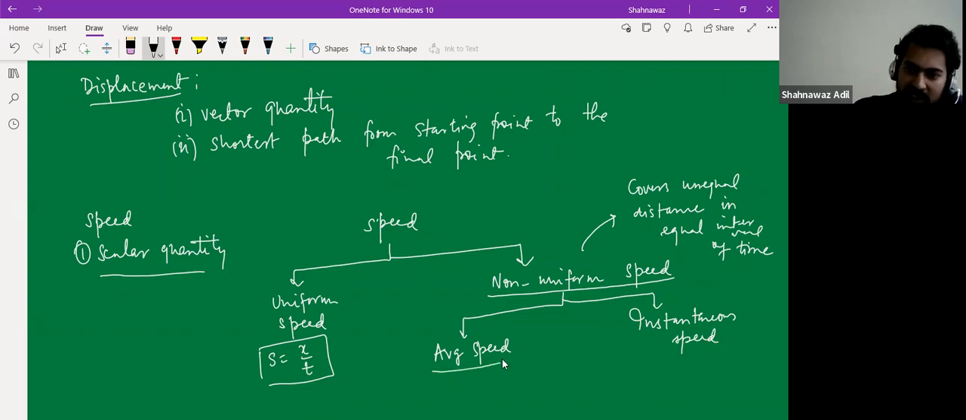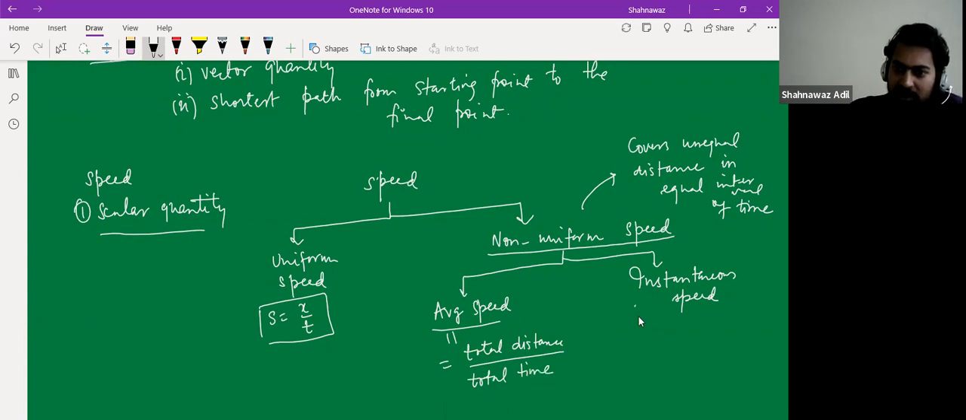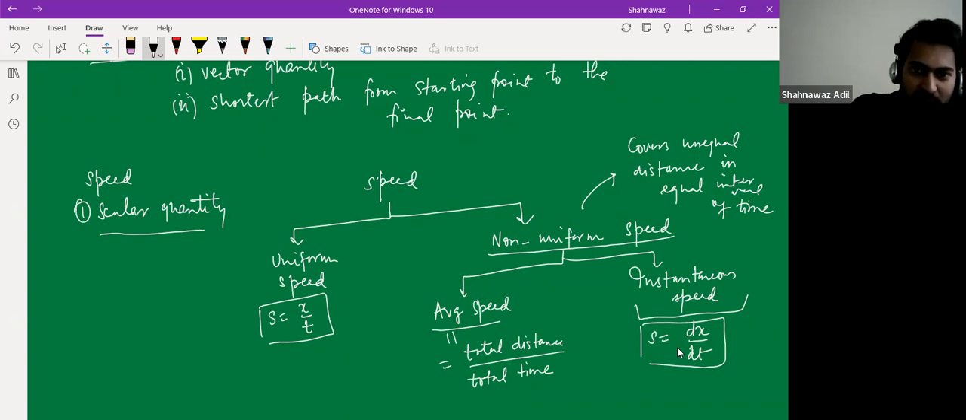Average speed is the total distance upon total time taken. And what is instantaneous speed? It is dx by dt, where d by dt is the differential operator. So this is about speed.